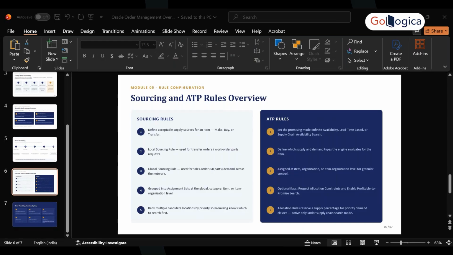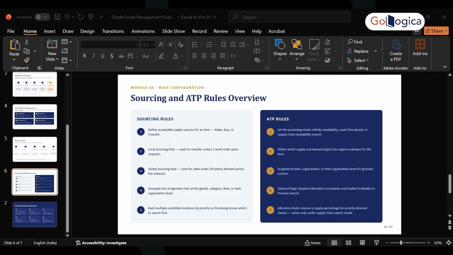Next one is buy. The organization purchases the item from an external supplier. Instead of manufacturing the product internally, Oracle generates the procurement demand. The procurement team creates the purchase orders, receives the goods, and fulfills the customer order. This option is generally used for purchased materials.